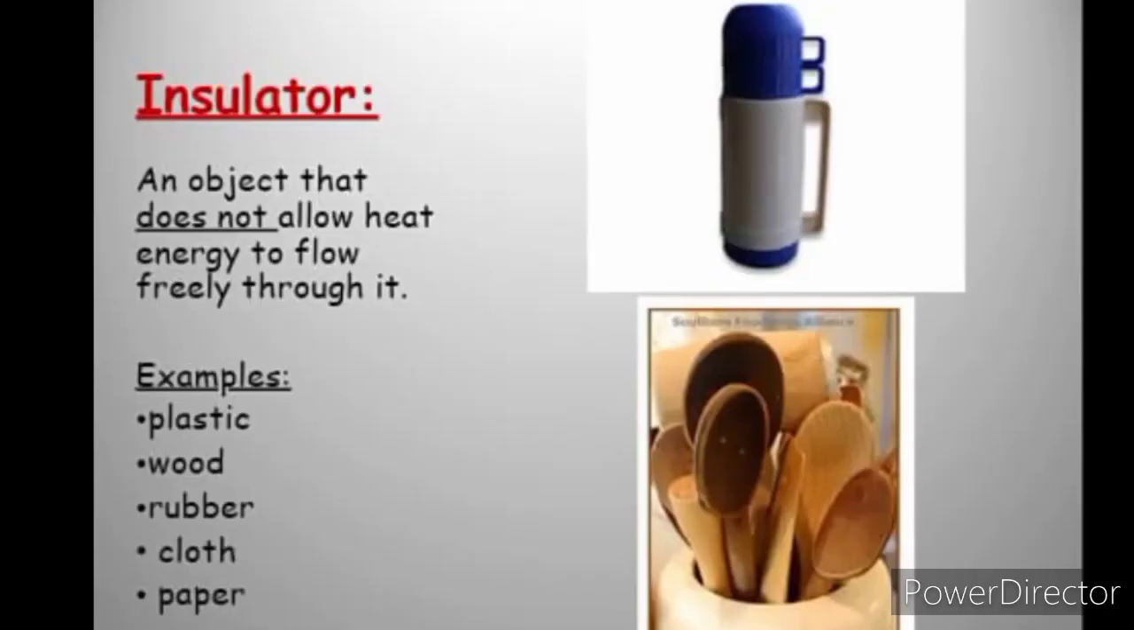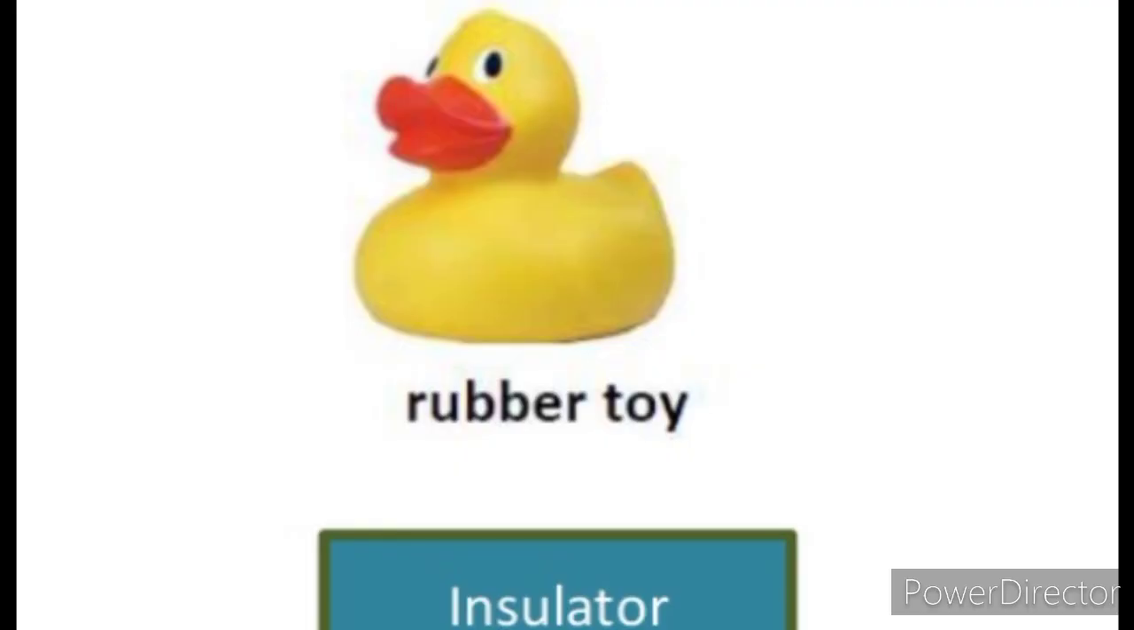What is an insulator? An object that does not allow heat energy to flow freely through it is called an insulator. For example, plastic, wood, rubber, cloth, paper, etc. are the materials which are insulators.